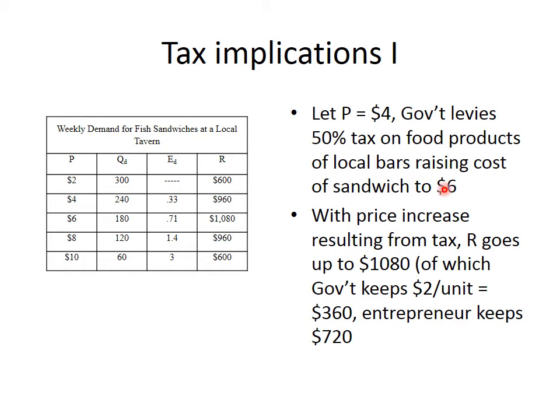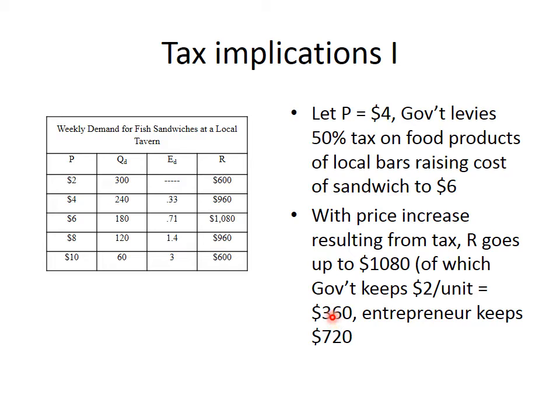Now, what does that mean? Well, with the price increase from $4 to $6, note that revenue goes up from $960 to $1,080. The government is going to keep $2 of this for the tax, and the entrepreneur, the tavern master, is going to keep the other $720. They keep $2 a unit. We now sell 180 units. That's going to give the government $360 in tax revenue. Out of a total of 1,080, that'll leave the entrepreneur with 720.